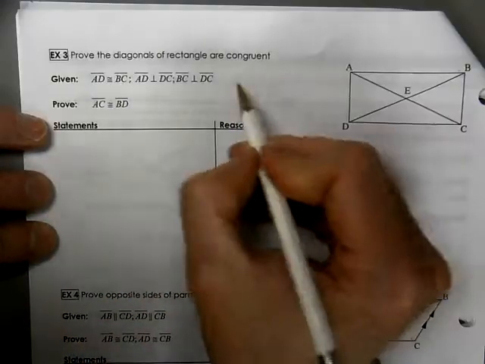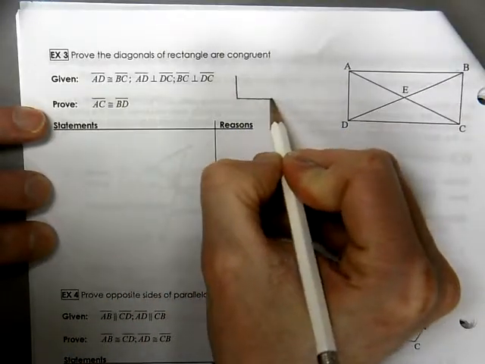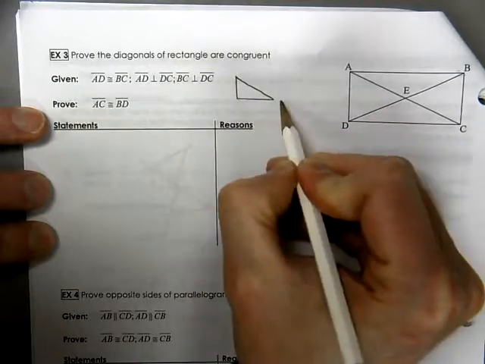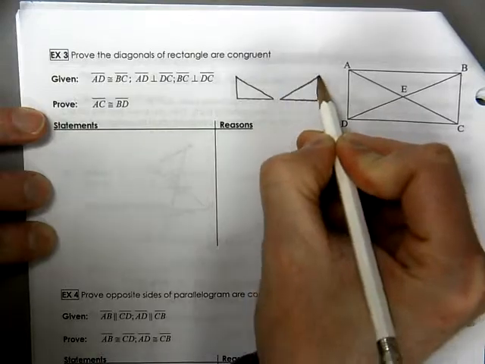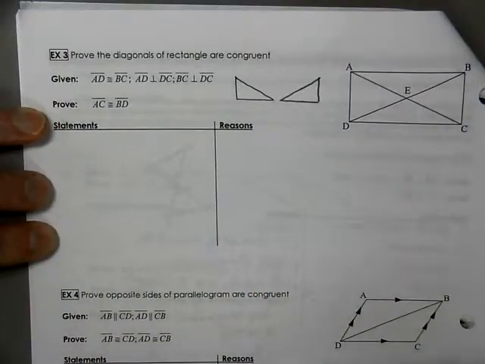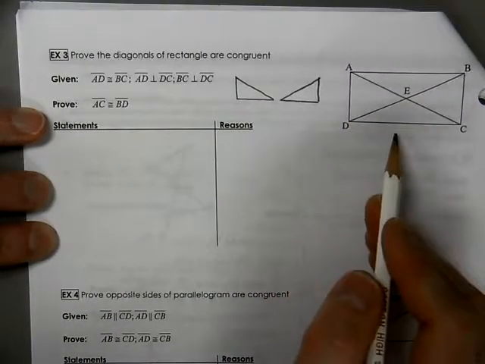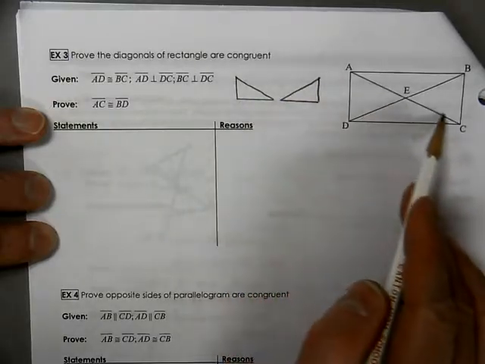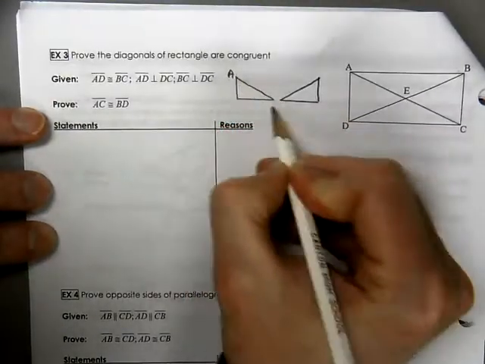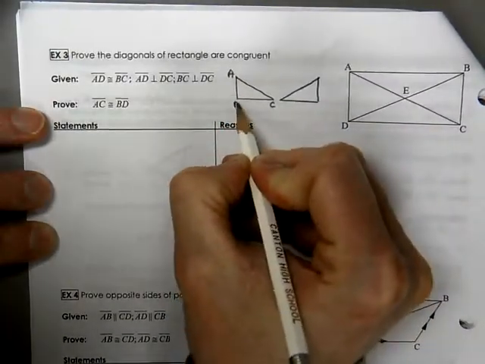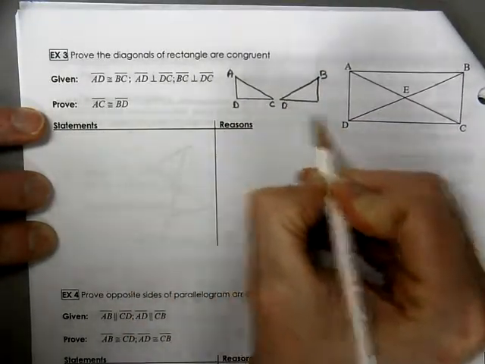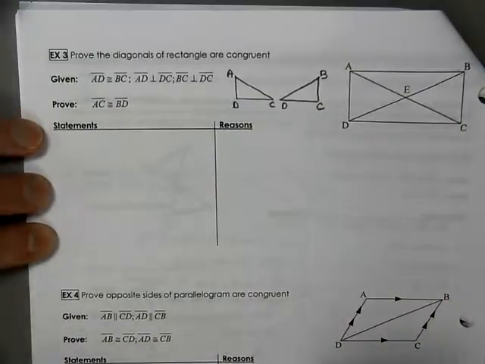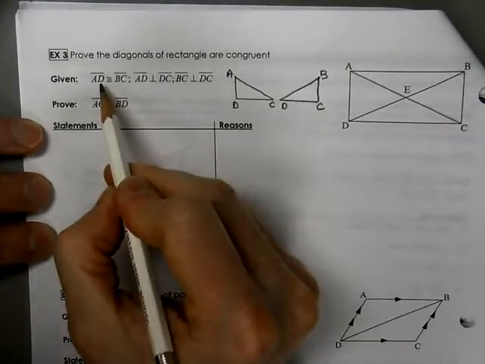Well, for us to do that, it might help to draw the shapes separately so they're not overlapping. You first need to know what triangles you're working with. You need to pick the triangles that have the entire diagonal from A to C, back to D, and from B to D, back to C. Those are the triangles we're working with.